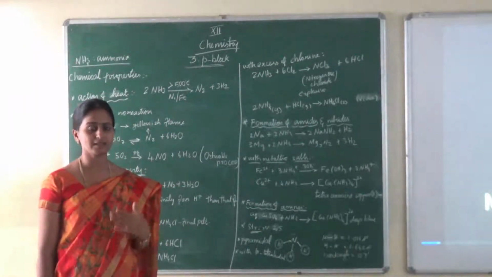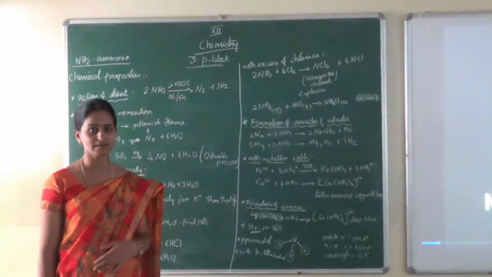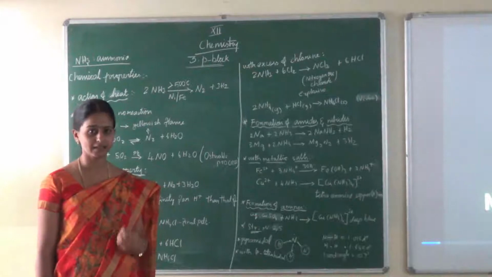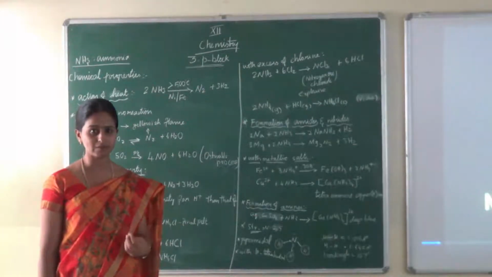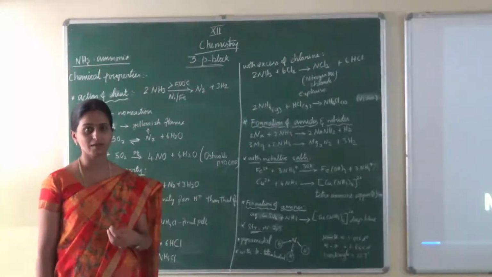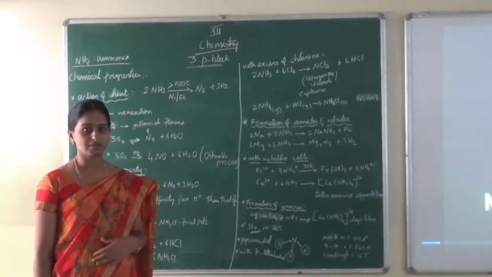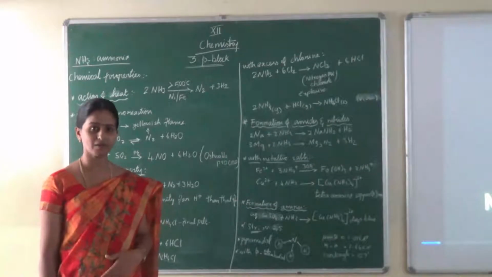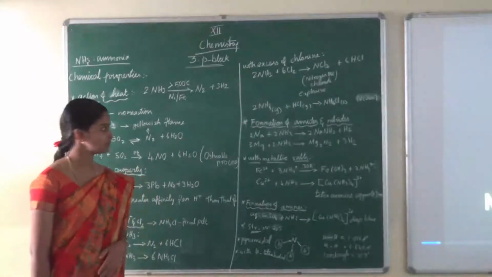The conditions, the temperature, the catalyst, everything we have seen. In the physical properties also, we have seen it has a high dielectric constant. It is a good solvent like water. All those things we have discussed in the last class. Now we are going to see the chemical properties of ammonia.